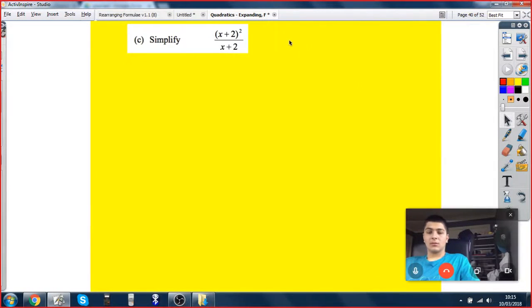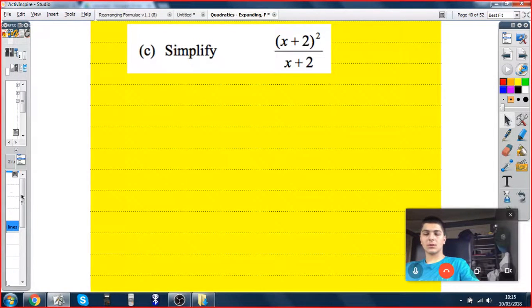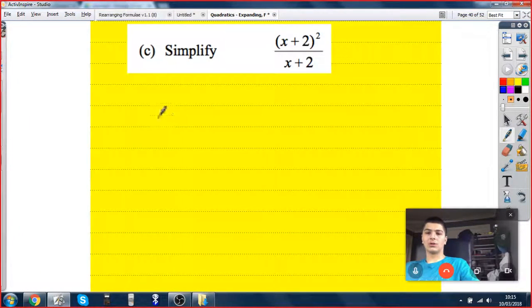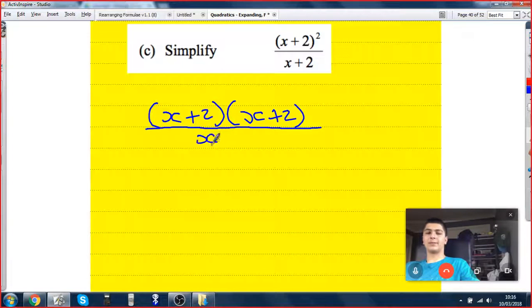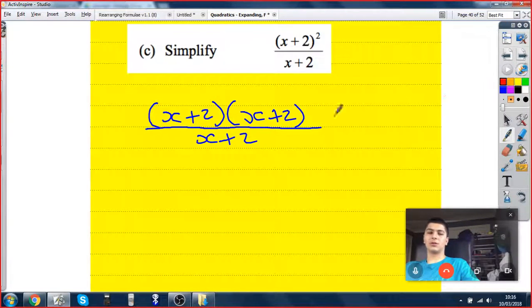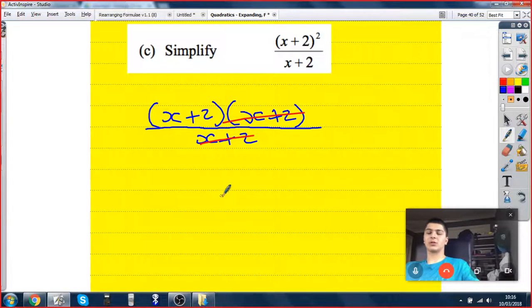How would you factorize this? Or sorry, how would you simplify it? So the top would be x and then x plus 2, like x outside the brackets and then x plus 2 in the brackets. No? What does squared mean? Right, sorry. So it would be x plus 2 and x plus 2, and then over x plus 2. Yeah. So you would cancel one x plus 2 from the top and the bottom one as well, and then you'd just be left with x plus 2 as the answer.